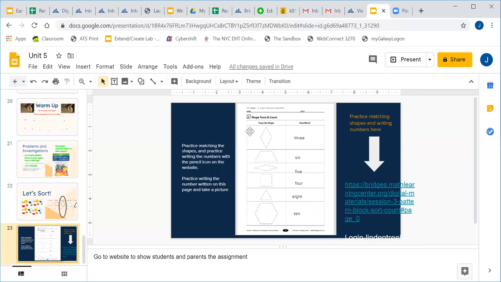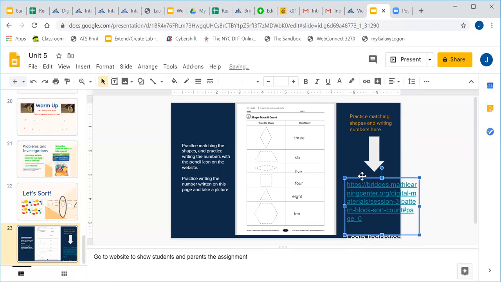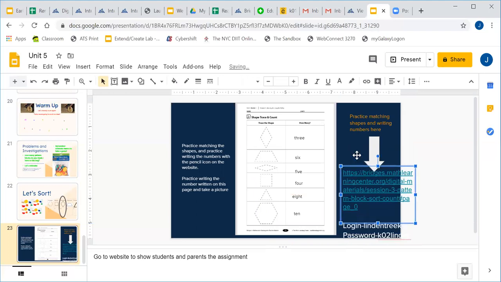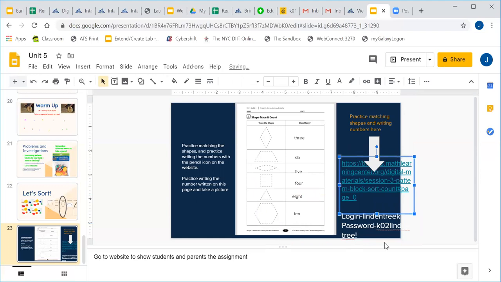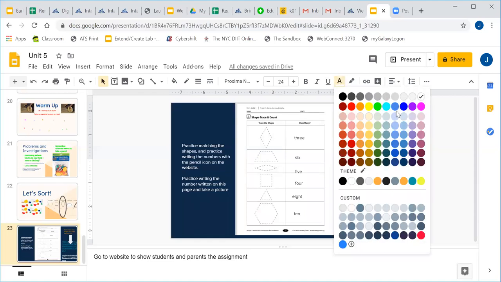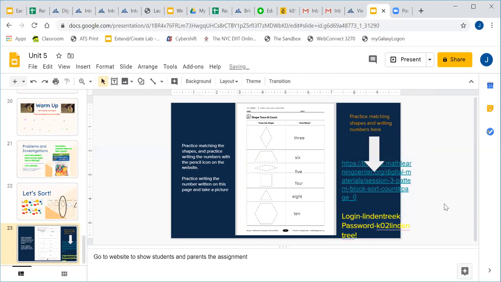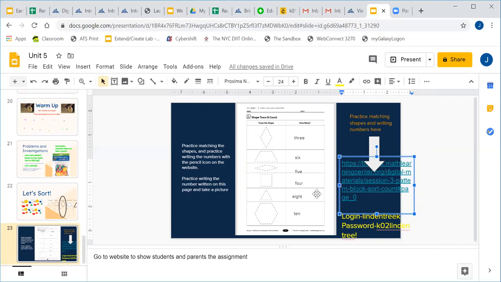So that's your math assignment, this page. There's the website right here, your login and password. Let me move this up so you guys can see it. So we have no problems. There we go. Let me change the color of this because you guys can't see it. Let's make it yellow. There we go. And you are all set, okay? You're all set to go. And then, of course, do your 20 minutes of Dreambox, and that is your math for today.